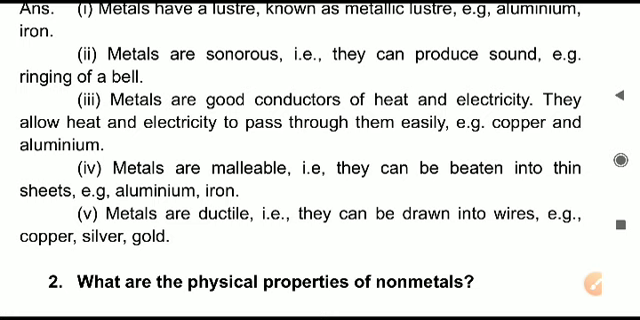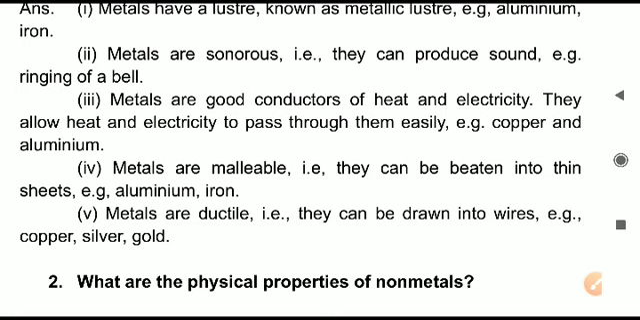Fourth point now, metals are malleable. Example, iron and aluminum. That is, they can be beaten into thin sheets. When you are regularly hitting any metal object, it will compress down into a thin sheet. Like aluminum, even foil paper can be made, used to pack food and medicines. That is a strong metal, but if you regularly beat it, it will convert into foil paper. Easily you can fold it. So that is based on the property of malleability.